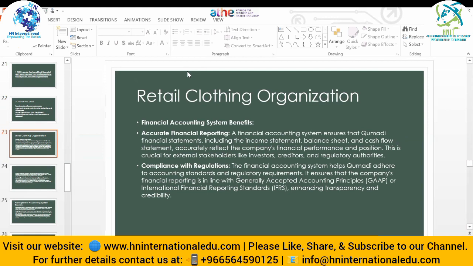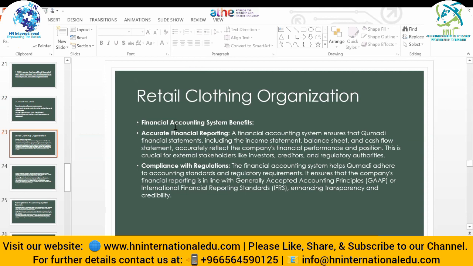Now I gave the example, because I did it as an assignment for you guys. I gave an example of a retail clothing organization, that is Qmade. Now, the steps which I'm going to discuss are going to be divided into two parts: financial accounting system and management. And then we will be discussing it overall as well. So let's start with the financial one.